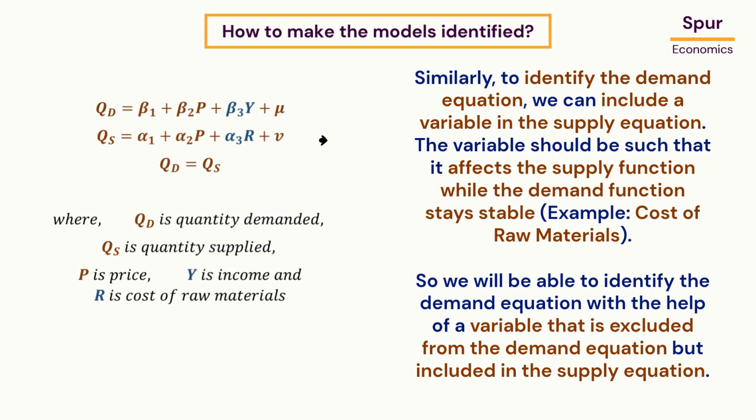Similarly, to identify the demand equation, we can include a variable in the supply equation. The variable should be such that it affects the supply function while the demand function stays stable. So we will be able to identify the demand equation with the help of a variable that is excluded from the demand equation but included in the supply equation.